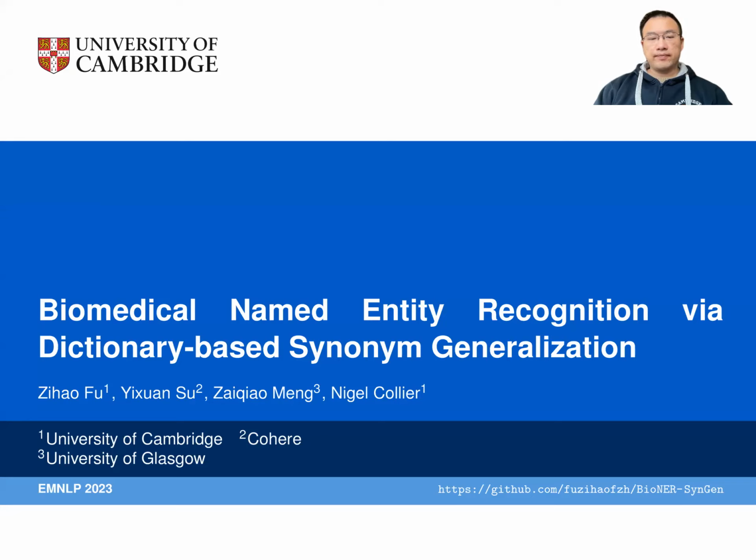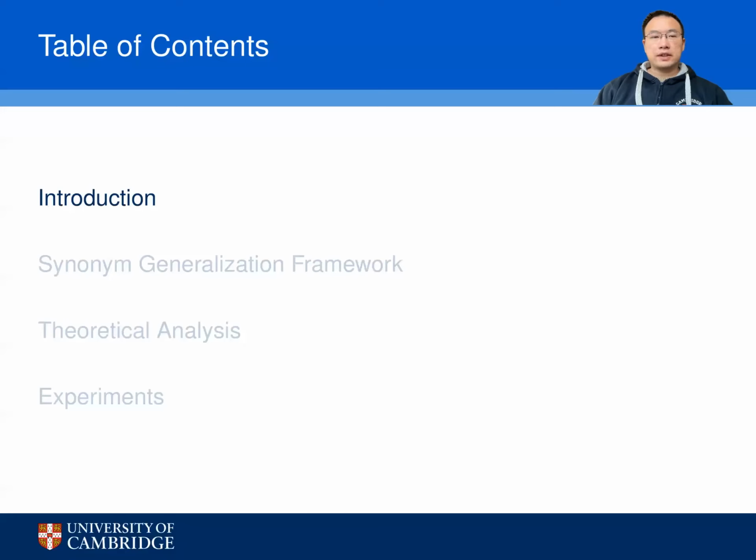In today's talk, I will first give a brief introduction of the biomedical named entity recognition task. Then I will show our newly proposed synonym generalization framework. After that, we conduct a theoretical analysis of our newly proposed component to prove its effectiveness theoretically. After that, we will conduct some experiments to show the effectiveness of our framework and the correctness of our theoretical analysis.